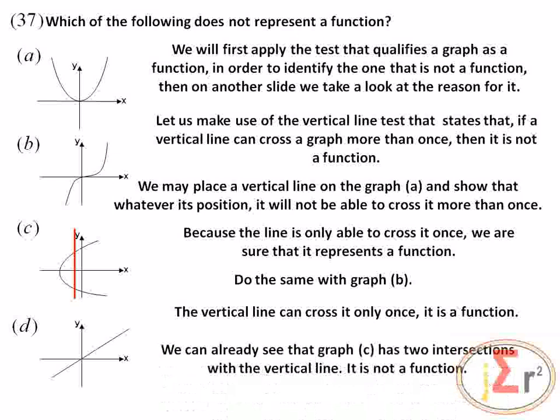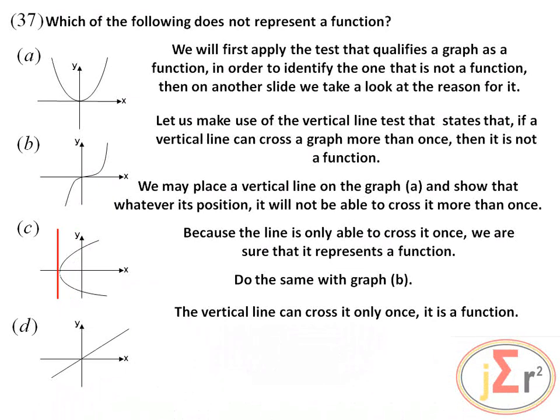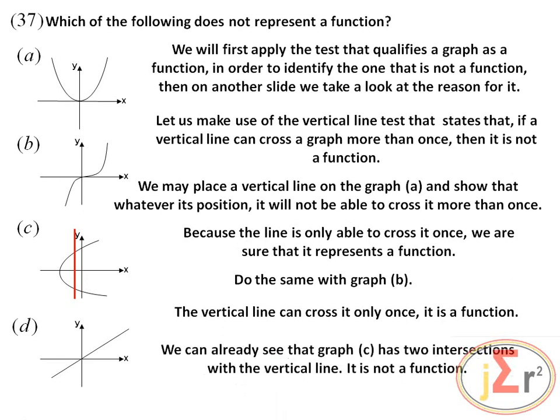What about that one? We notice that if we start, let us stop it right here. The line is crossing here and here, crossing it at 2 places. So we are sure that that one is not a function. We can already see that graph C has 2 intersections with the vertical line. It is not a function. So graph C is in contact with the vertical line at 2 points. It is therefore not a function.